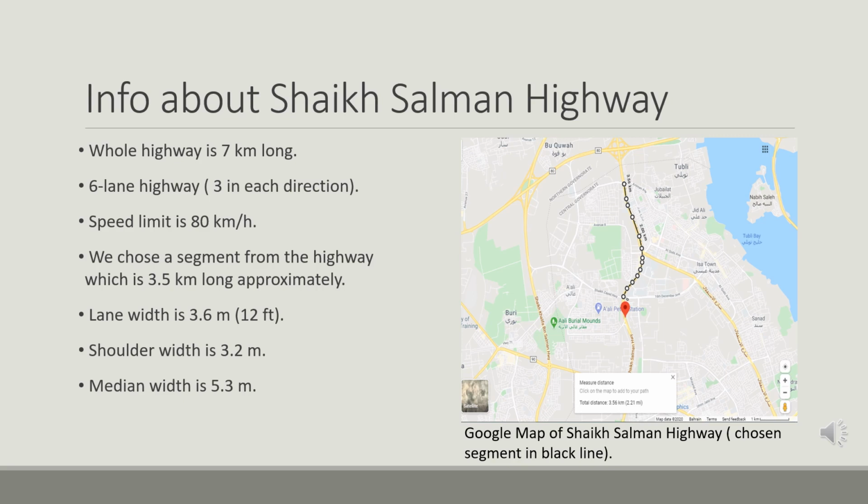We found the lane width to be 3.6 meters, the shoulder width around 3.2 meters, and the median 5.2 meters. All these dimensions we got from Google Earth.